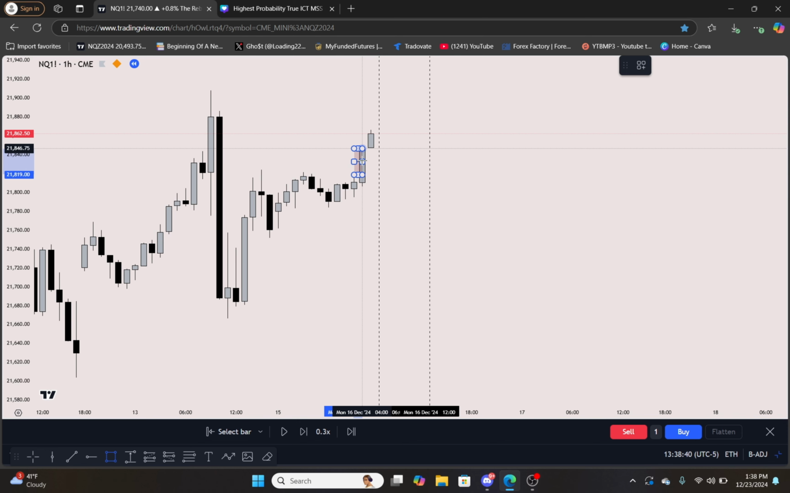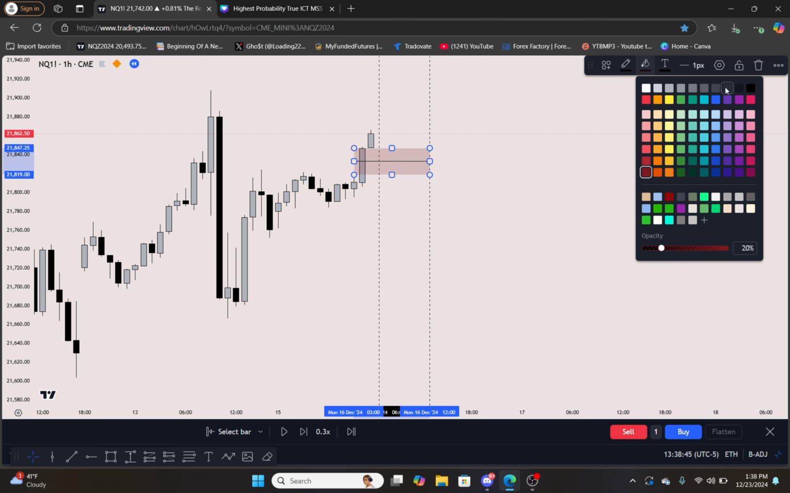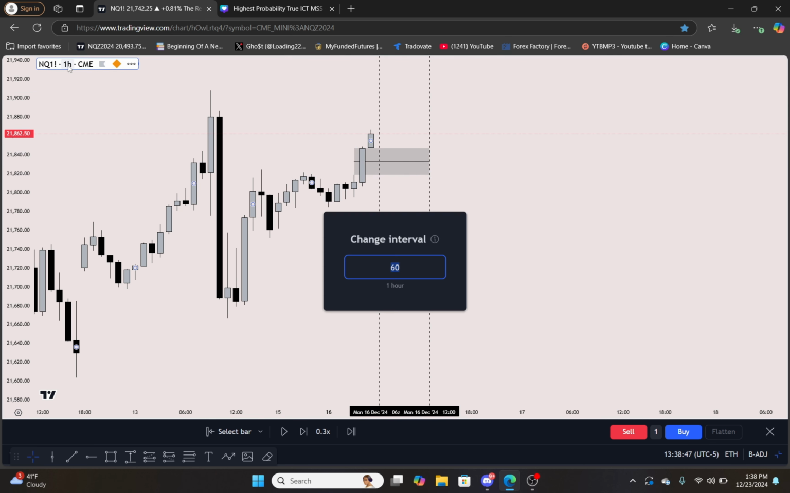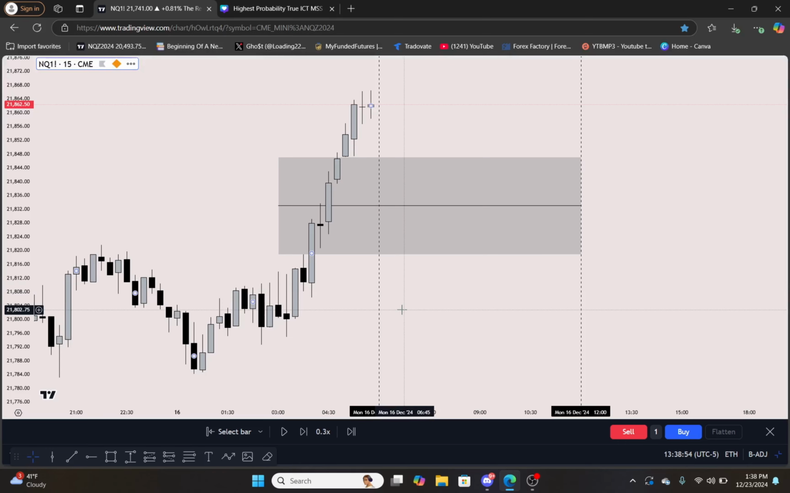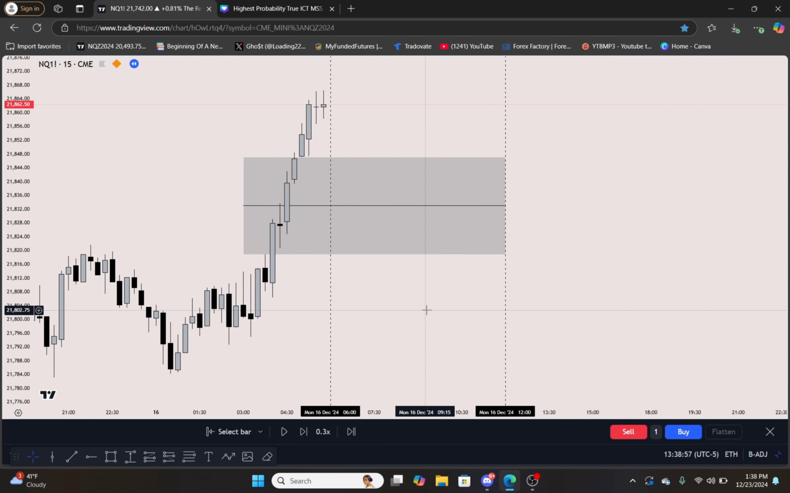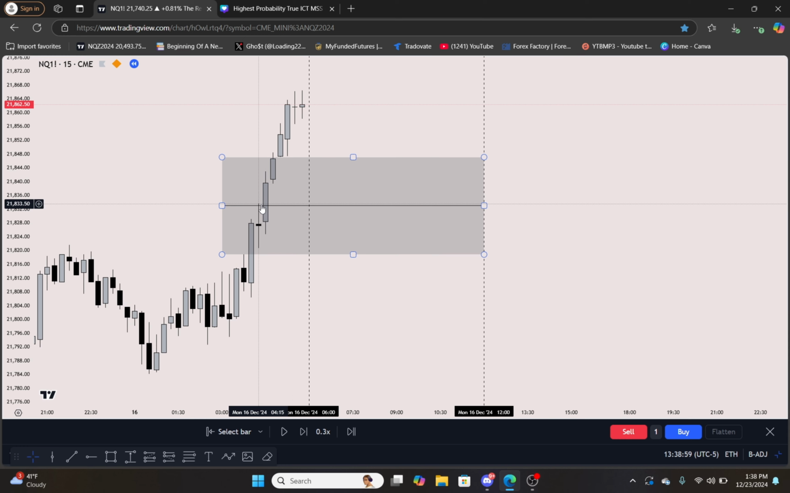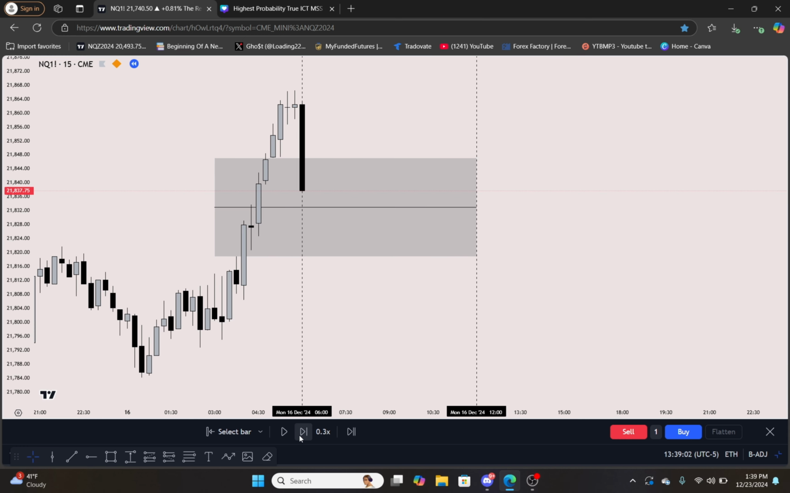Notice we have a bullish value gap right here. So we have the 1-hour value gap, and we're going to find a 15-minute value gap. So we go into our 15-minute chart. Notice this 15-minute, price at 6 o'clock comes down. This 15-minute PD array overlaps with the hourly PD array.